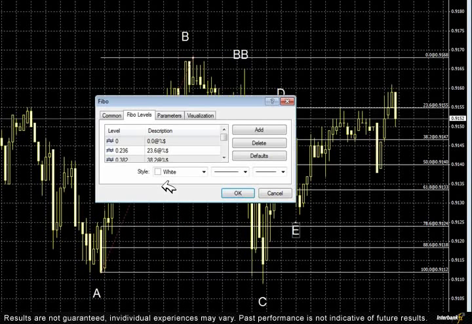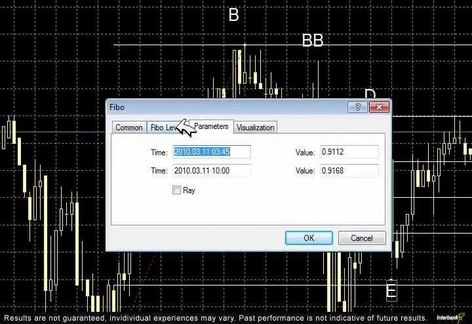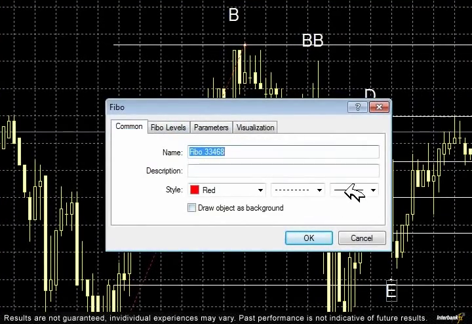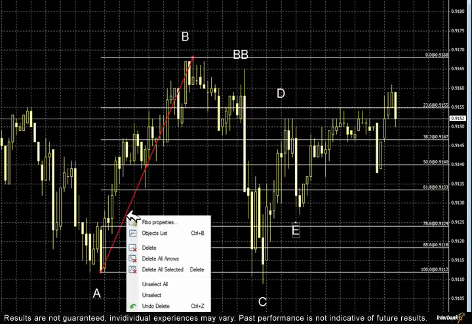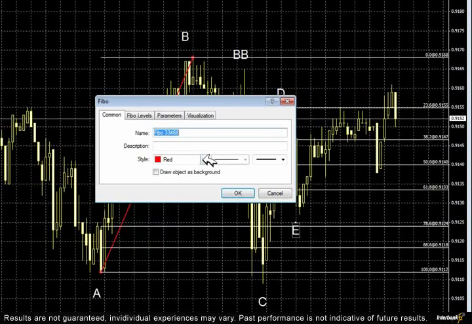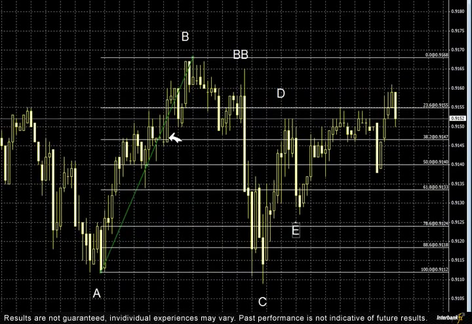In fact, let me go into Fibonacci properties, and just for our purposes here, I'm going to thicken it up so you guys can see a little better. Okay? So you can see there, the last major move was a rally. In fact, since we're changing colors, I'm going to make the rallies green, and we'll make the sell-offs red. So you can see the last major rally, A to B.